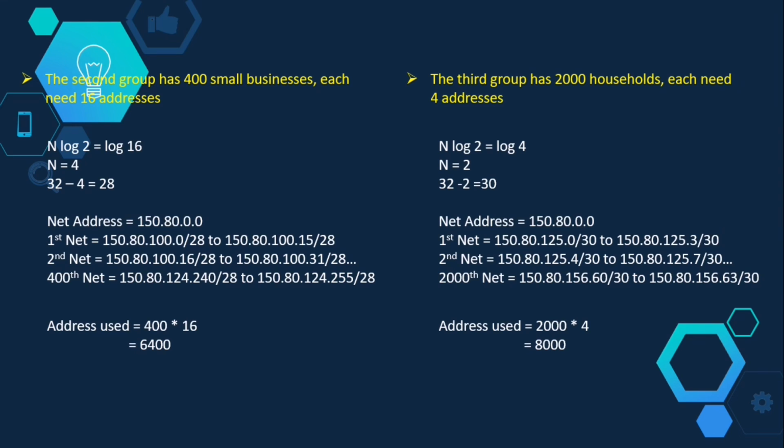Next, the third group has 2,000 households, and each needs 4 addresses. In the third group, we get the netmask equal to /30. For the first network, the range is 150.80.125.0/30 to 150.80.125.3/30. The second network, 150.80.125.4/30 to 150.80.125.7/30. Until the 2,000th network, it is 150.80.156.60/30 to 150.80.156.63/30, and the total addresses used by this group is 8,000.